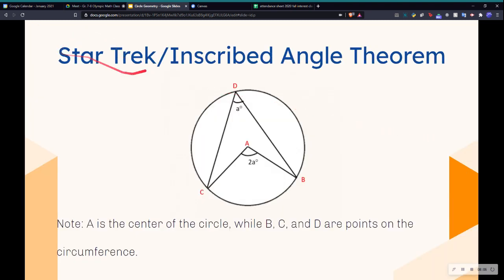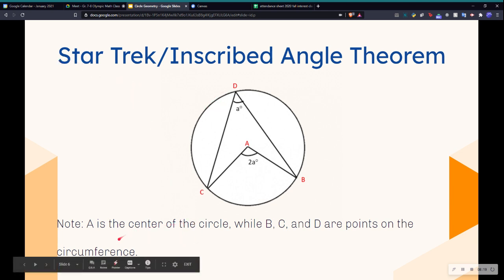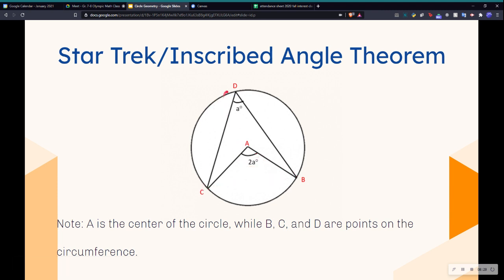This is called the Star Trek theorem, or in mathematical terms, the inscribed angle theorem. Inscribed is a fancy word for inside. So it's called the Star Trek or inscribed angle theorem. And basically what it states is, say you have points A, B, C, D, where A is the center of the circle, and B, C, D are points on the circumference, and then you connect the lines like so. So you connect from A to B, then B to D, and then D to C, and then C back to A. So that's why it's called the Star Trek theorem. It looks like a Star Trek.